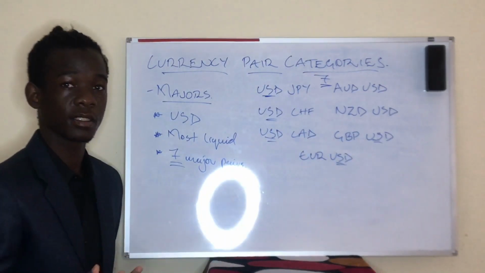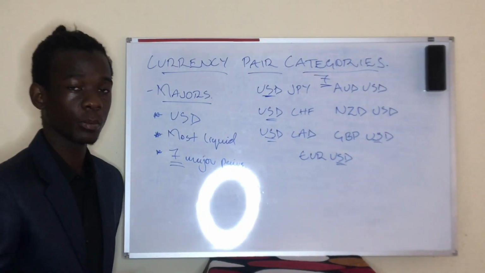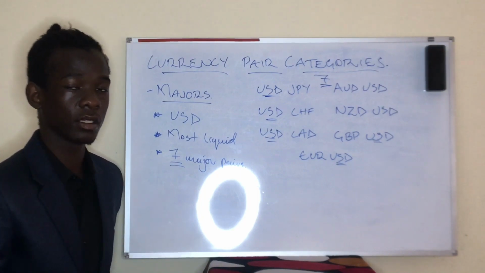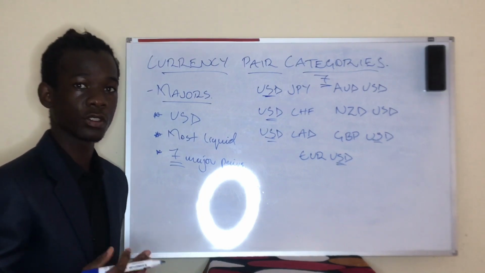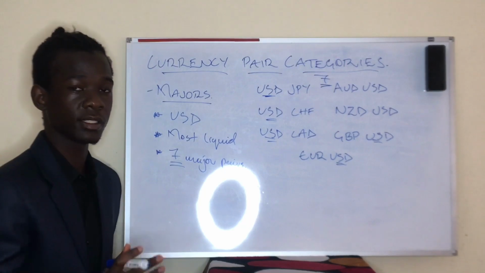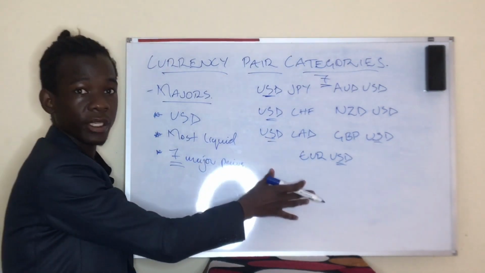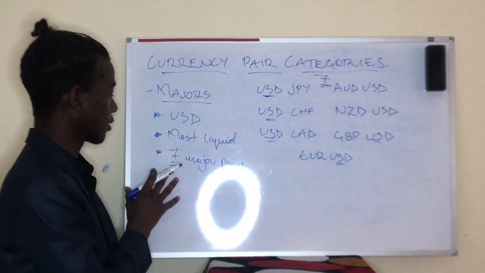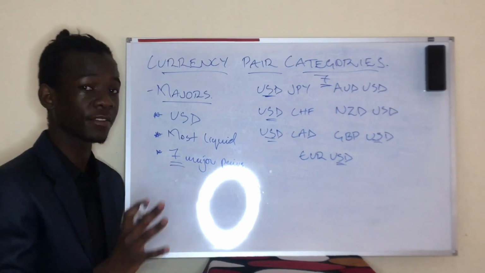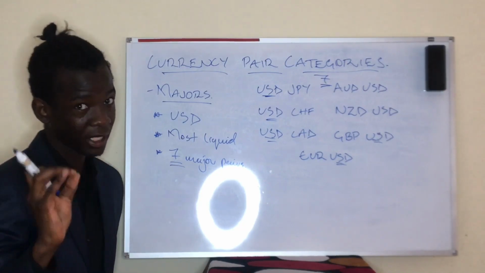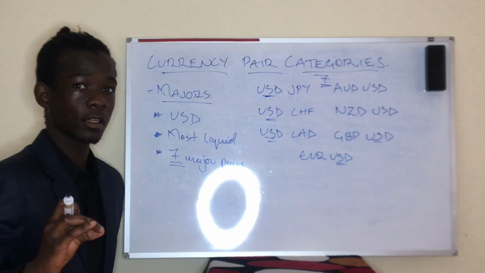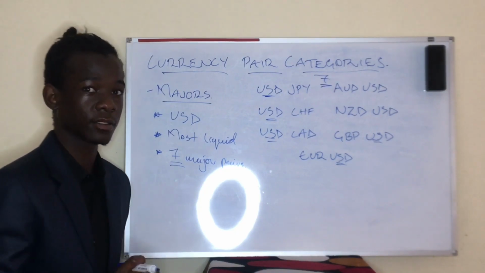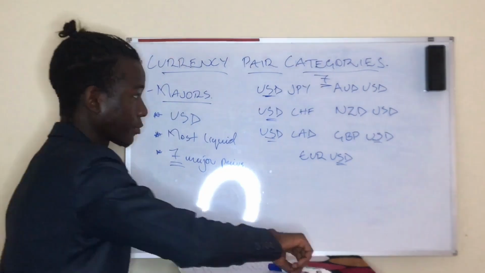The second fact is that they're the most liquid, and all that means is that they're the most traded. Most hedge funds, most banks, most insurance companies have their positions on these pairs, alright? And the last part is that there's 7, okay? So there's 8 major currencies, but there's 7 major pairs, alright? Always remember that.